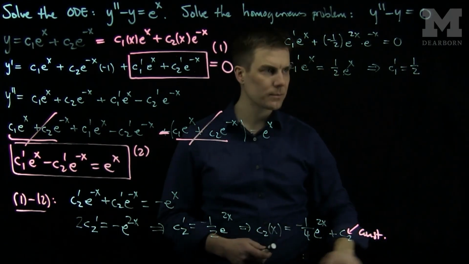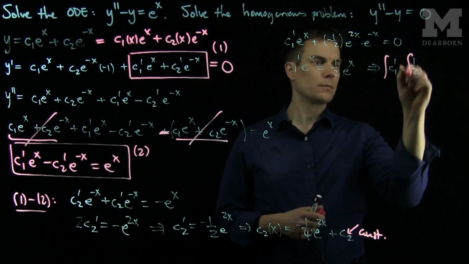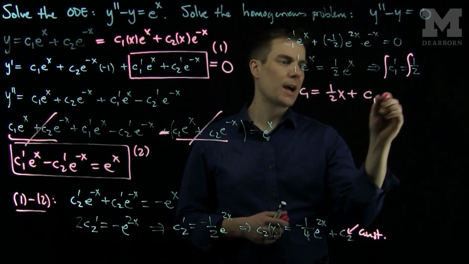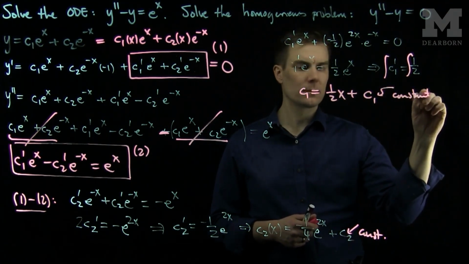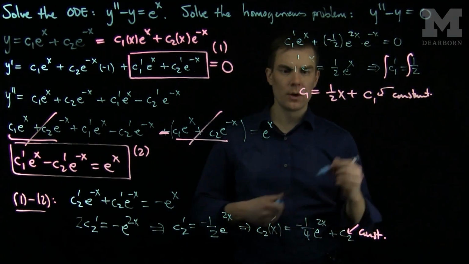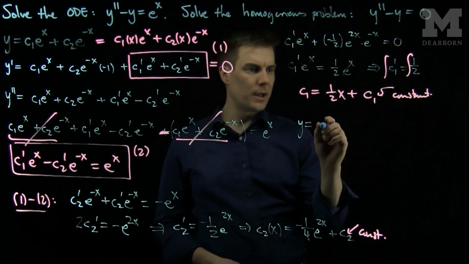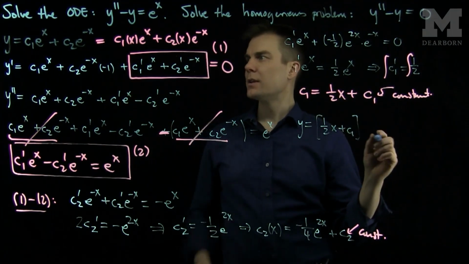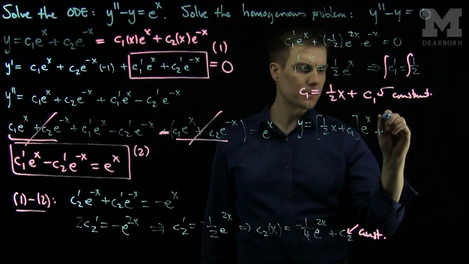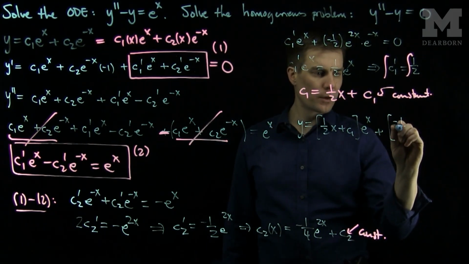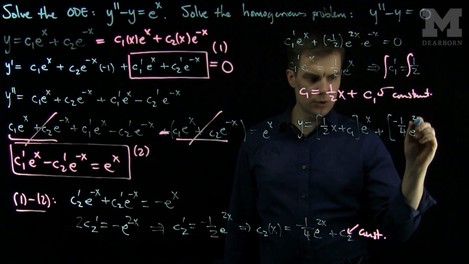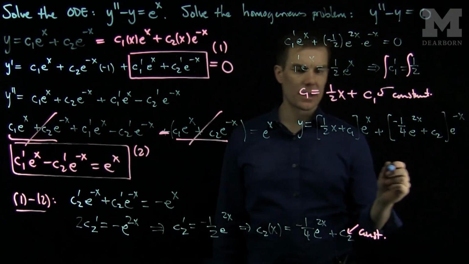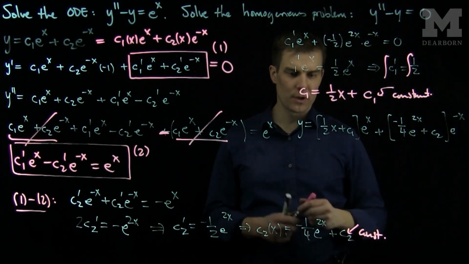So integrating this equation, we have that c1 is equal to 1/2 x plus a constant c1. Now I have c1 and c2, so my solution y will be 1/2 x plus c1, that's my c1 function, times e to the x, plus negative 1/4 e to the 2x plus c2 e to the negative x. And that is the solution of our problem.